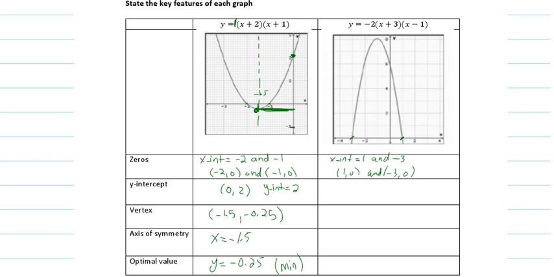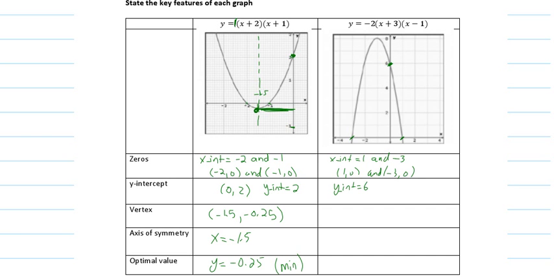Where's your y-intercept? At 6, that's right. So (0, 6). I can write it as y-intercept equals 6, or I can write it as (0, 6). All right, and your vertex? It's at (-1, 8), yeah.